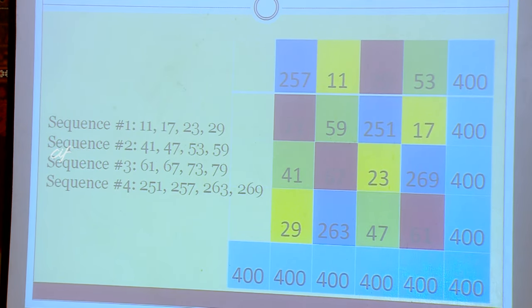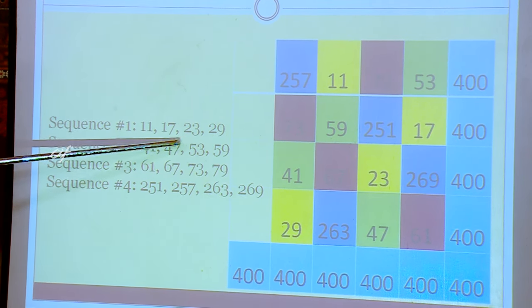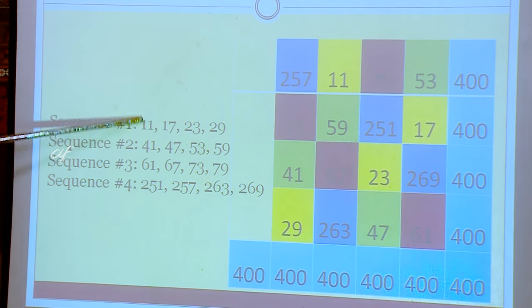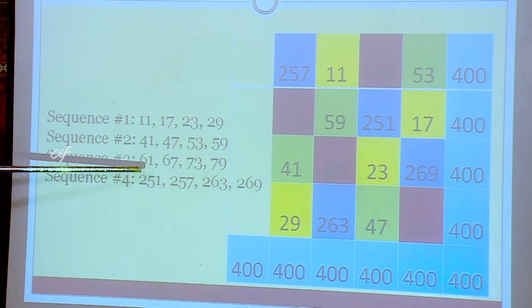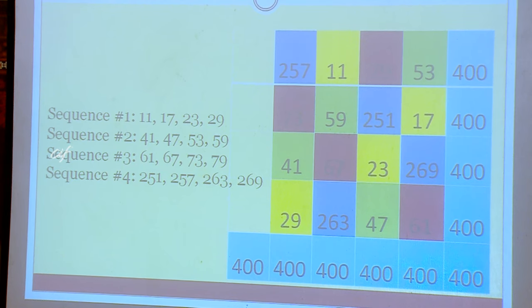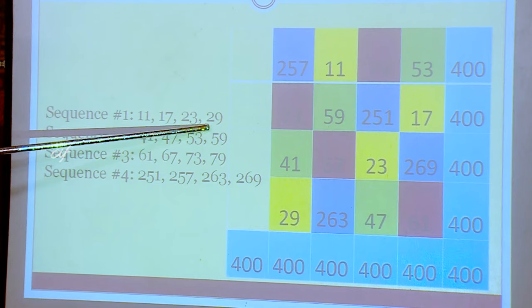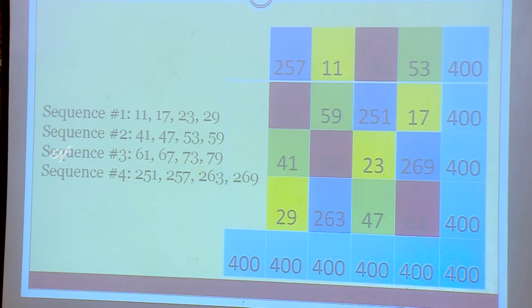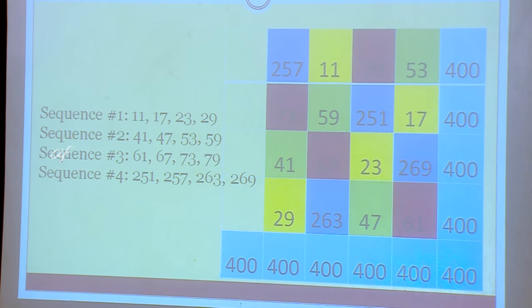Now this is a prime number magic square with sequences. This is also an arithmetic progression. But here you can see that the first term is not in the arithmetic progression. 11, 41, 61, 251. So we were trying to get prime numbers in arithmetic progression with 4 terms, which is really difficult. I mean, you get it, but it is not as easy as 3 terms.